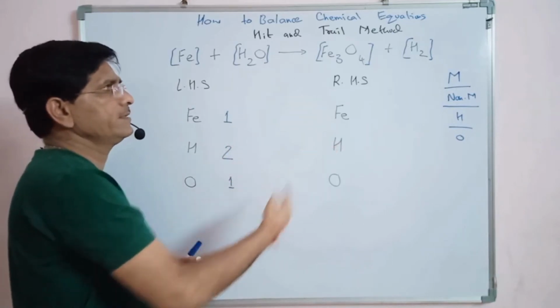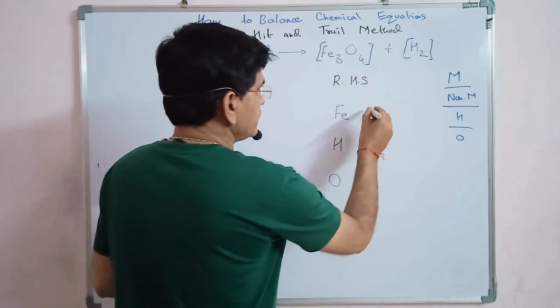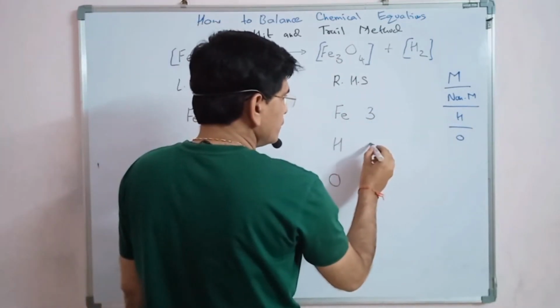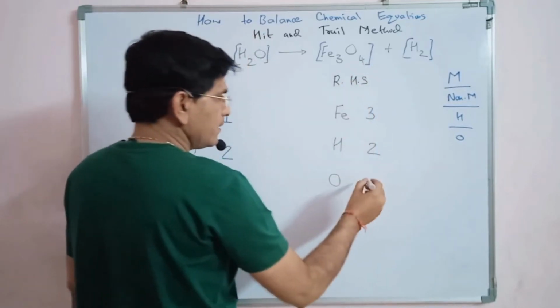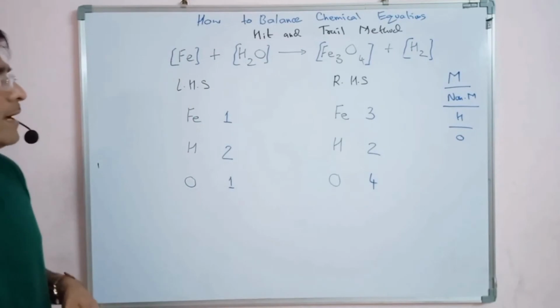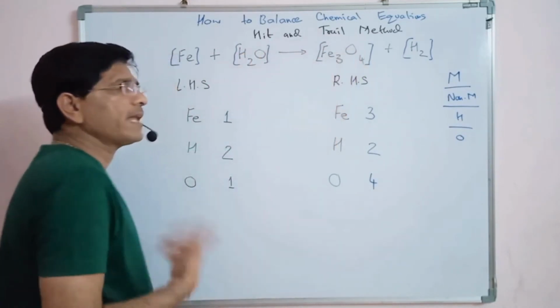Left hand side, right hand side. On the right hand side, how many Fe are there? 3 Fe, so I write 3. How many hydrogens are there? 2. How many oxygens are there? 4. Now, again, we have to balance. The method is hit and trial, so we have to try it.